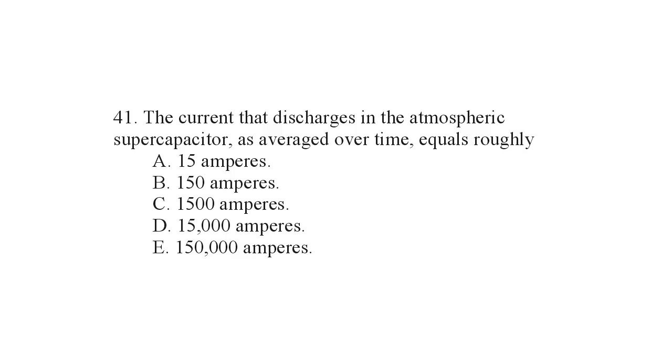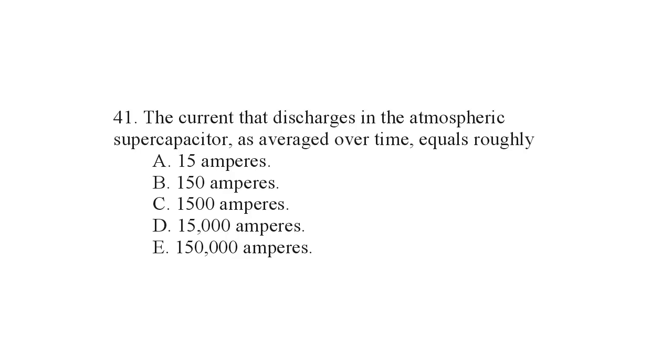Here is an explanation for the answer to final exam question number 41 in Alternative Energy Demystified, 2nd edition. If you have the printed book, you'll find it on pages 318 and 319, split up between the pages. The question goes like this: The current that discharges in the atmospheric supercapacitor, as averaged over time, equals roughly what?